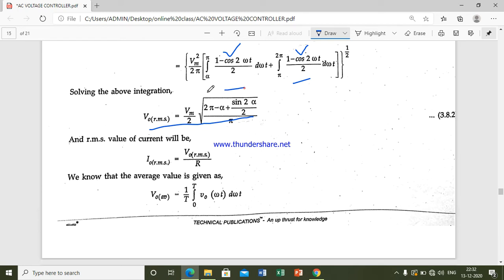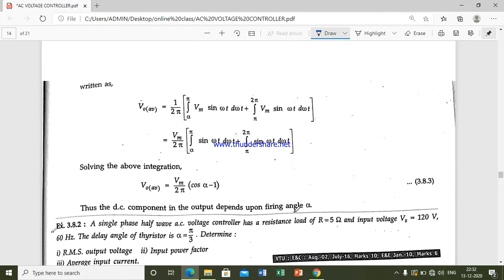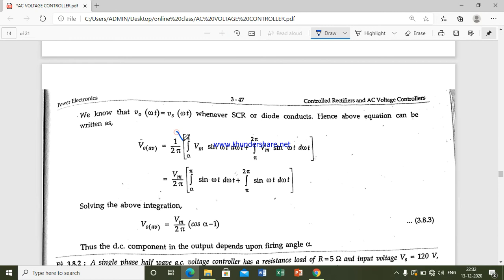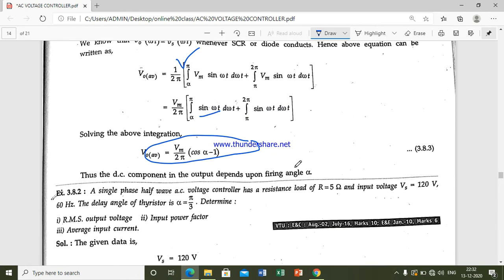This is the derivation result. You will get I naught RMS equal to V naught RMS divided by R. Similarly, you can calculate V naught average. V naught average equal to 1 by T, integral 0 to T of V naught of omega t dt. After substituting and simplifying this, we will get V naught average as Vm by 2 pi into cos alpha minus 1.